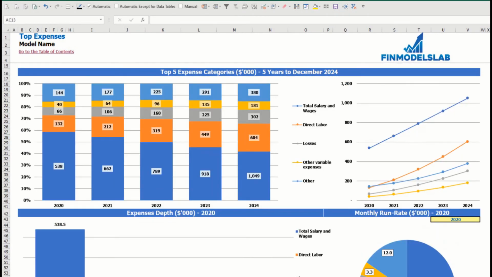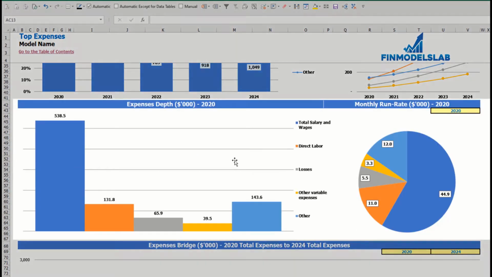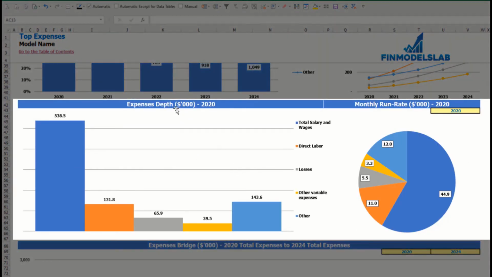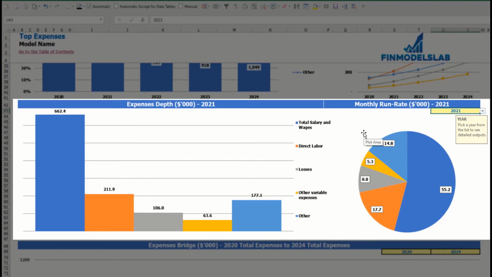On the couple of charts below you may find expenses depth and monthly run rate for the selected year. You are able to change this year, and you may see the absolute values and percentage breakdown on the pie chart.